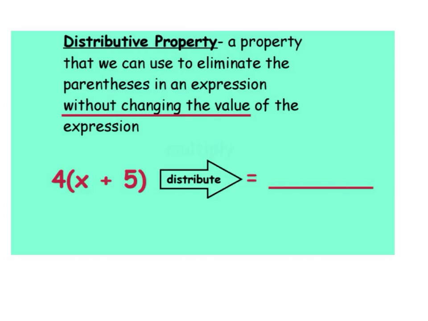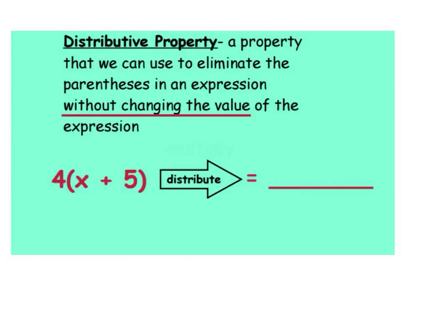Now, as we simplify expressions, it's important to review the distributive property. This is a property you learned last year, and it's used to help eliminate parentheses in an expression. So, for example, we have 4 times x plus 5. We're multiplying the 4 on the outside times the whole inside, which is x plus 5.